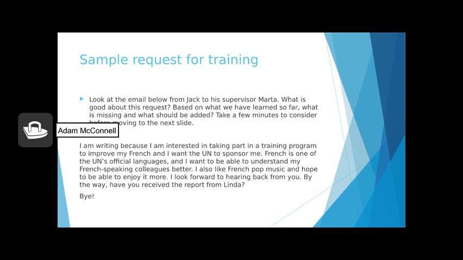Look at the sample email below from Jack to his supervisor Marta. He wants to request French classes. Some appropriate components are present, some are absent, and some unnecessary components are included. Take some notes on how this email can be improved before moving on to the next slide.